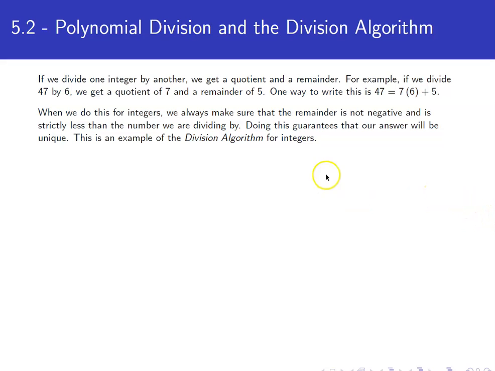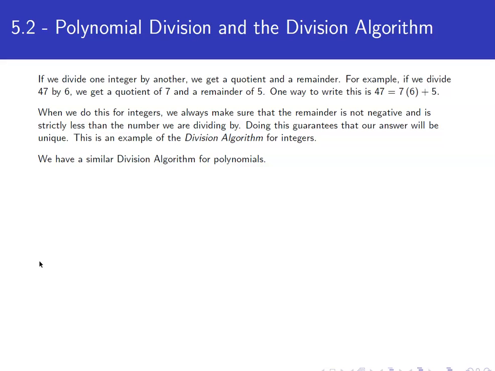So when we make sure that the remainder is not negative and also strictly less than what we're dividing by, that makes our answer unique. This is the only way to write 47 when dividing by 6 in this fashion, making sure we satisfy those two conditions. This is an example of what's called the division algorithm for integers.